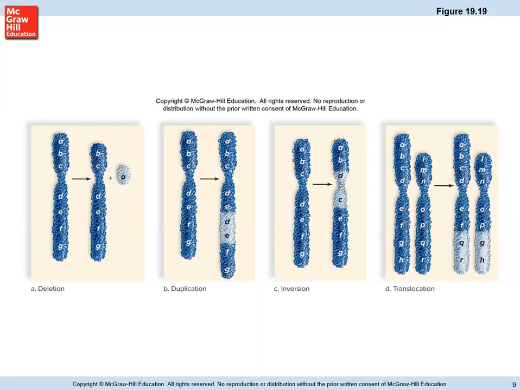An inversion occurs. A, B, C, D, E, F, G becomes A, B, D, C, E, F, G. So a couple of pieces in there somewhere. And it doesn't have to be these particular letters either. It could be anywhere in that chromosome that it just got flipped around backwards. And any piece could have been deleted, any piece could have been duplicated.